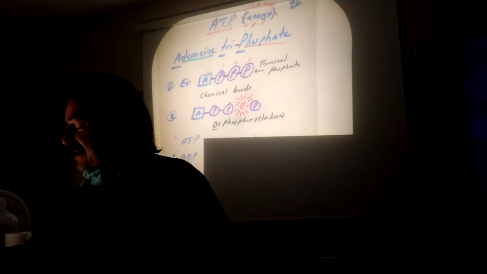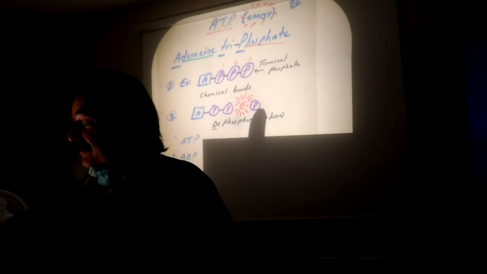What do I get? Do I still have ATP? Nope. What do I have? It's not adenosine triphosphate anymore. It's adenosine what? Yep, it's adenosine diphosphate. So my ATP, when I broke off a phosphate, I made ADP.